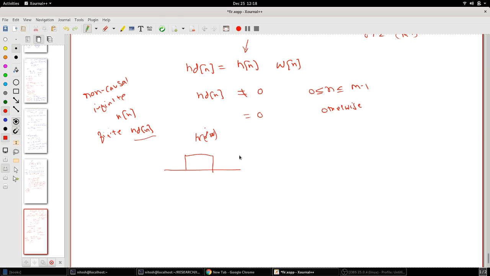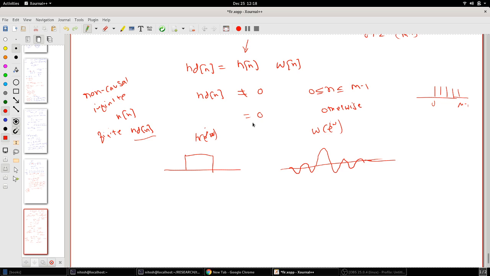Okay, now this H of e raised to j omega, and w of n is again in the time domain. It is a rectangular pulse, right? It's a rectangular pulse, which is non-periodic, so 0 to M minus 1. So what happens here is this rectangular pulse in the time domain turns into a sinc function in the frequency domain, right? So this is your W of e raised to j omega. This is for the rectangular pulse I am demonstrating.